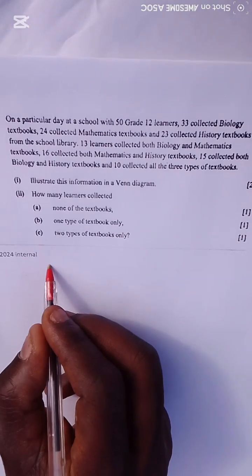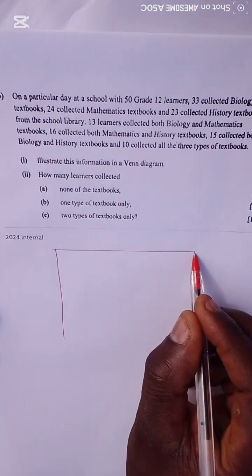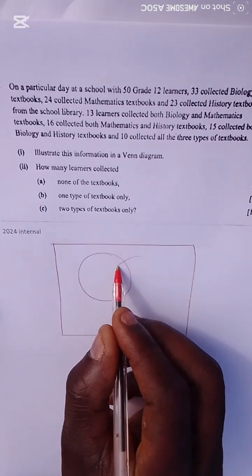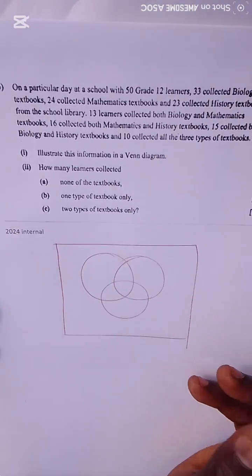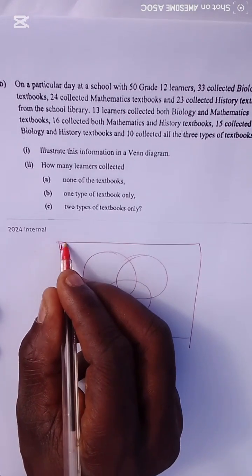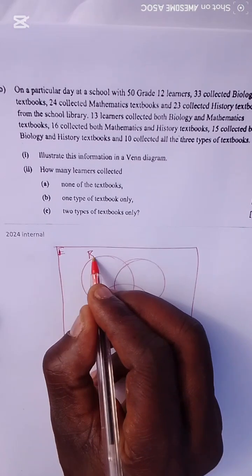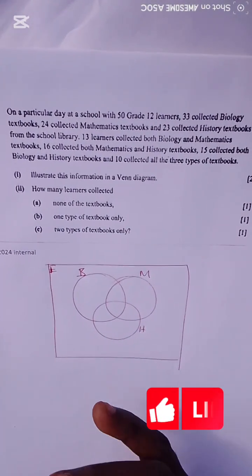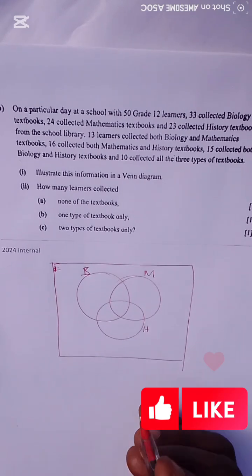So you've come to understand that we are dealing with three items. As such, you draw your Venn diagram. You will draw your Venn diagram and acknowledge that you have three subsets of the universal set in this manner. So this is the universal set. We are dealing with biology, mathematics, and history. You have to label them in the order they have been mentioned.